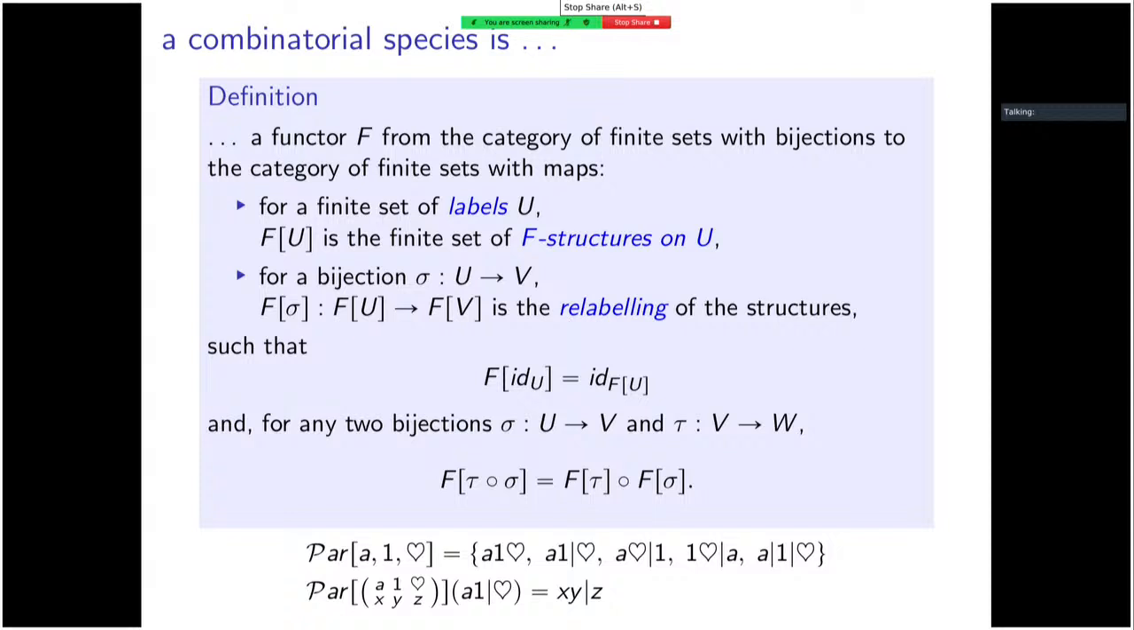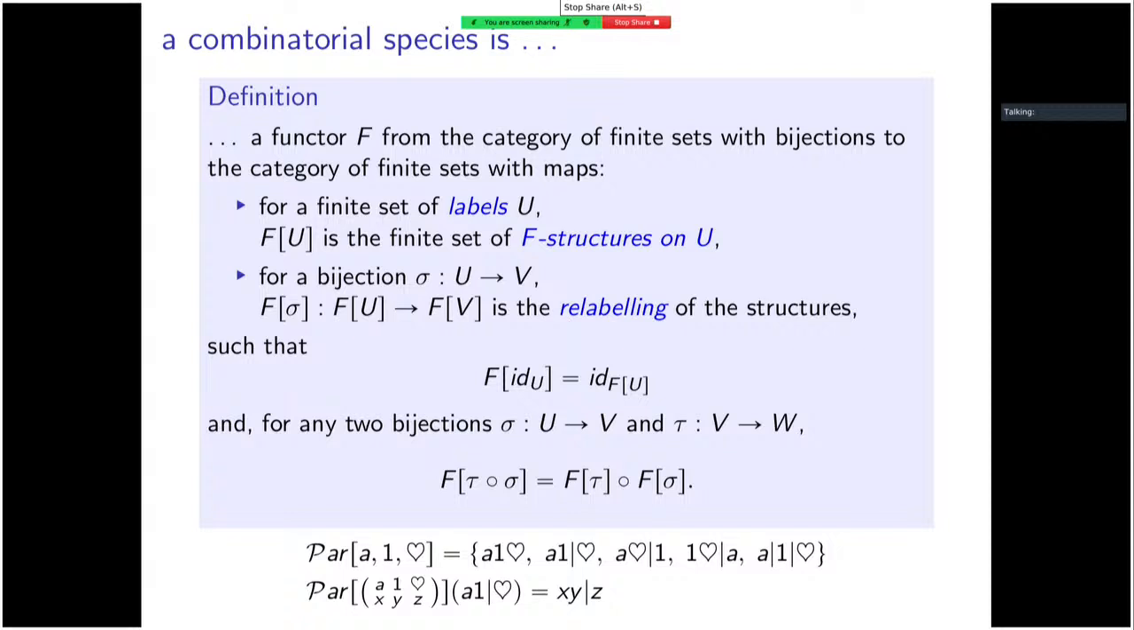So here's another example of relabeling. We had already the species of set partitions of 3 elements, and now I'm relabeling A to X, 1 to Y, and heart to Z. So this is the bijection. Here I specify the bijection, and here I specify a structure. So A and 1 are in one block, and heart is in one block, and I replace all the A's here with X's, all the 1's here with Y's, and all the hearts with Z's.